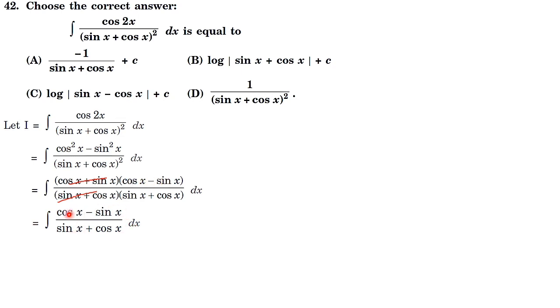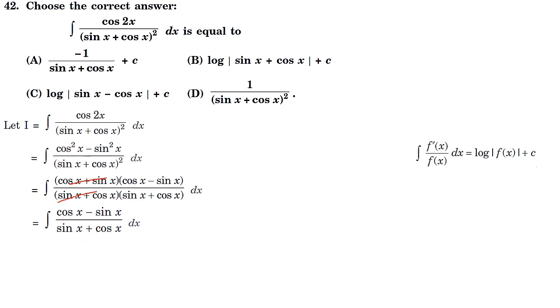Now when we observe this very clearly, the denominator's derivative is there in the numerator. The derivative of sin x is cos x. The derivative of cos x is −sin x dx. So directly we can just write the formula and substitute, that's all.